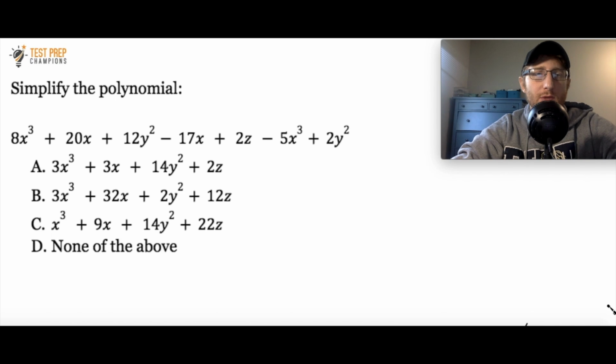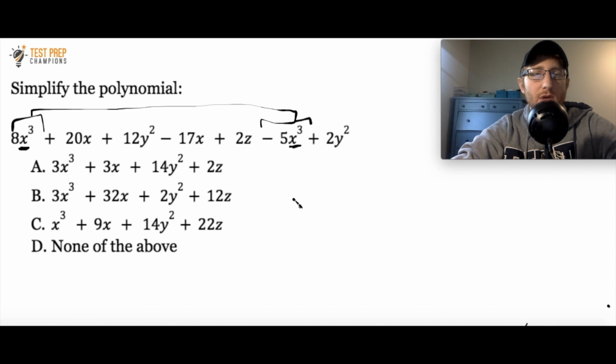Okay, let's talk about this question. So the key to getting this question right is combining like terms. And if you're not sure what I mean by like terms, don't worry because we're going to go over it now. So basically, let me start by using the x cubes as an example. So this 8x cubed right here, what I want to do is find every other term that has an x cubed in it. 20, this is just 20x, this is y squared, this is x, this is z. Well, here we go, minus 5x cubed, here's another x cubed.